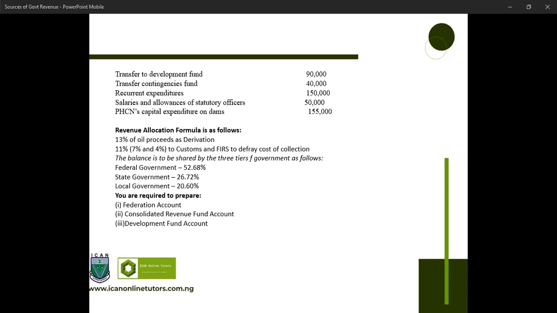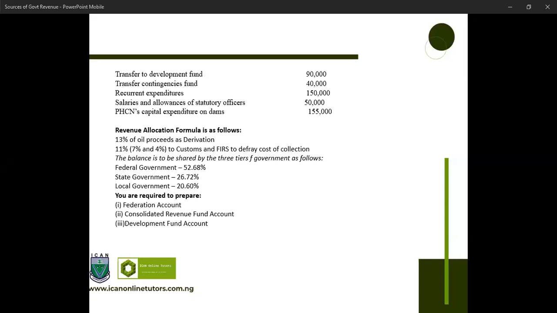So now I'm having confidence in you all. So just go into the examination. Come and give me 90% of the requirement. Revenue allocation formula is given as follows: 13% of oil proceeds as derivation, 11%, 7%, and 4% of customs and FIRS to defray cost of collection. The balance is to be shared by the three tiers of government as follows: federal government 52.68%, state government 26.72%, local government 20.60%.